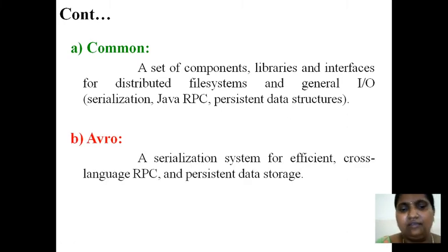Avro is the cross-language RPC, meaning whenever the client and the server do not have the same compatibility, Avro automatically comes into the scene. It will convert from one form to another so that the data does not suffer in terms of storage and processing.